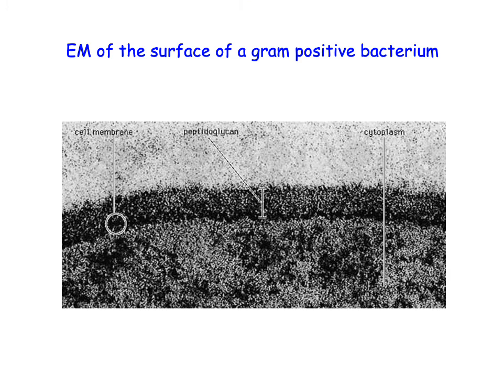This is showing an electron micrograph of a cross-section of a gram-positive. Remember, the gram-positive is the one with the thick layer of peptidoglycan. So you can see again at the bottom is inside the cell. There's a dark layer separating that from the peptidoglycan layer on the outside.